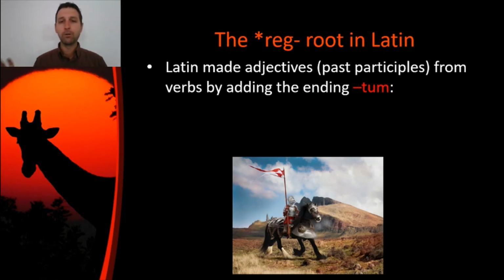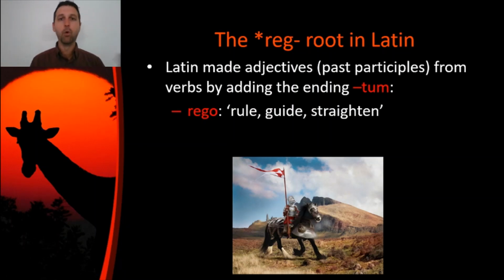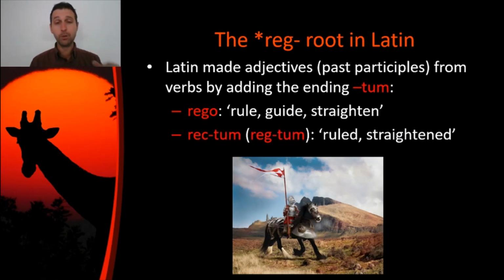So for a verb like rego, which just meant to rule or sometimes to straighten, if something was ruled or straightened, you would add tum to the end of the reg root and you would get rectum. It would be normal for the G to turn into a K sound before the T for some phonological reasons. And if you're a linguist, you probably know what's going on here. But that's totally normal in Latin and many other languages as well. So a word like rectum would literally just mean straight, or having been straightened. The verb rego has been done to it. It has been straightened, and now it is in a state of being straight. And that's all that word would mean.